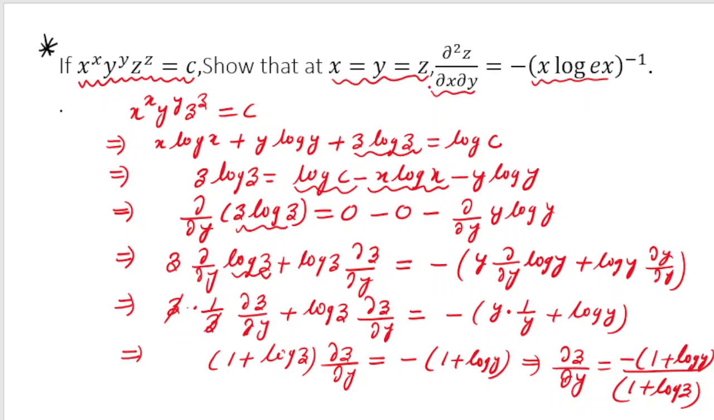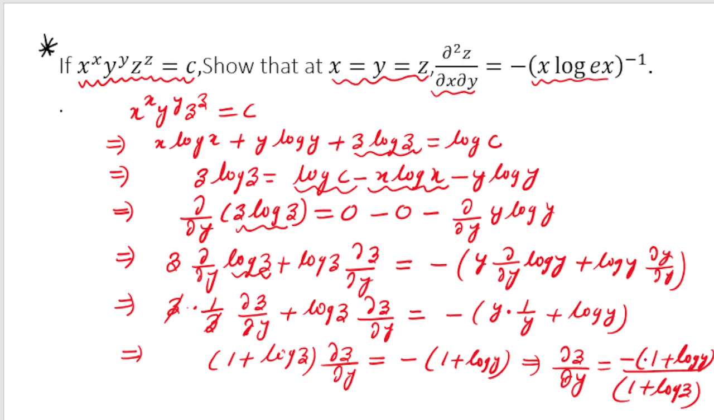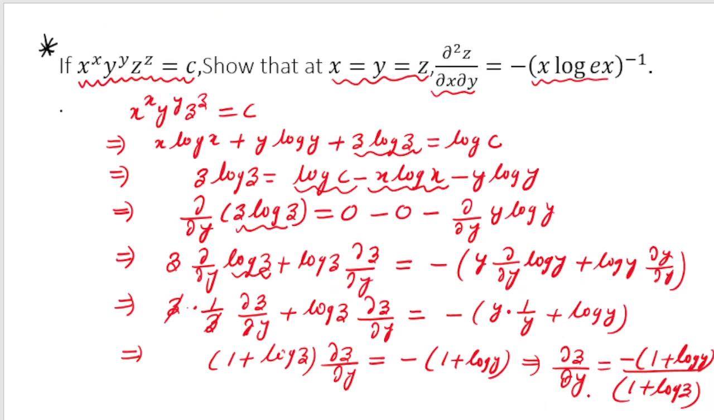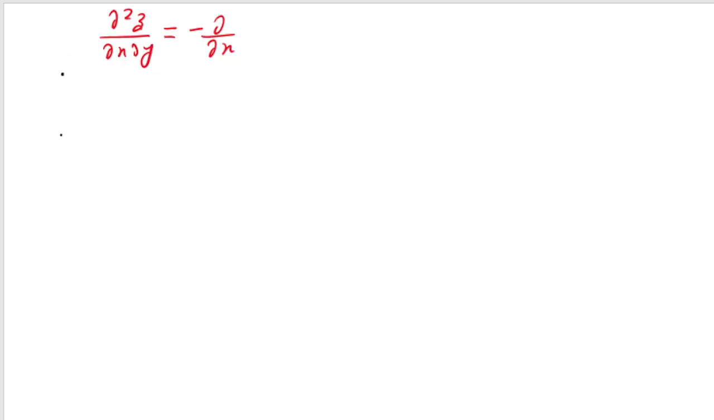Now I have to differentiate it with respect to x. So del 2z by del x del y. So that I have to find del by del x of, and this is with minus sign, so I take minus outside, and then we have 1 plus log y divided by 1 plus log z.